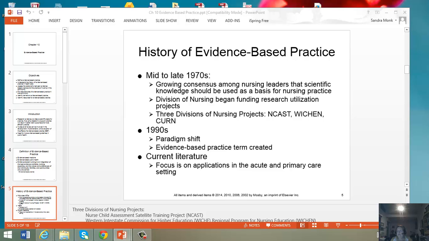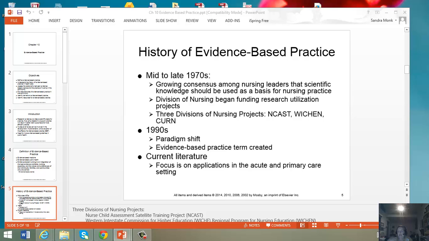And these three different divisions are organizations that fund research and nursing research, evidence-based practice, and research utilization. And they are the Nurse Child Assessment Satellite Training Project, NCAST, the WICHE, which is the Western Interstate Commission for Higher Education, and the Regional Program for Nursing Education. And then CURN, which is the Conduct and Utilization of Research in Nursing Project.